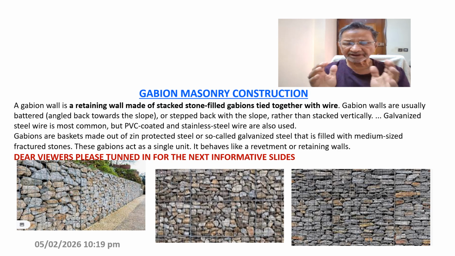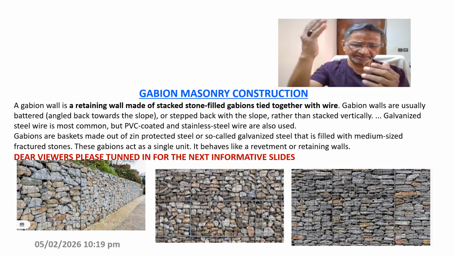So now we are in slide number 4, where we discuss what Gabion masonry is. Gabion masonry walls are stones filled in wire baskets tied together. These wires are normally galvanized iron wires. These Gabion masonry walls are used as retaining walls.